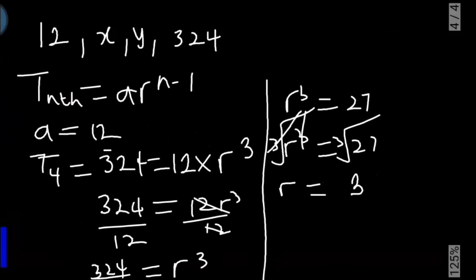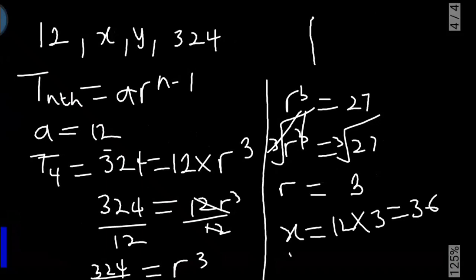So we have 12. X would be what? 12 multiplied by 3, not 12 plus 3 this time. So 12 multiplied by 3, that is 36. And y would be 36 multiplied by 3. This is 108. So x is 36, y is 108. 108 multiplied by 3 is 324. So we are correct. So this is how to get the arithmetic mean and the geometric mean between terms in our sequence.